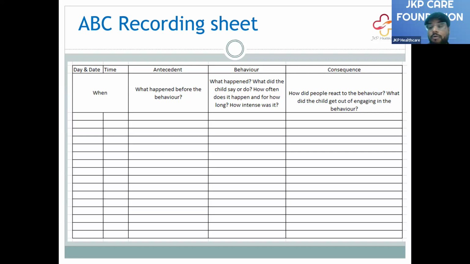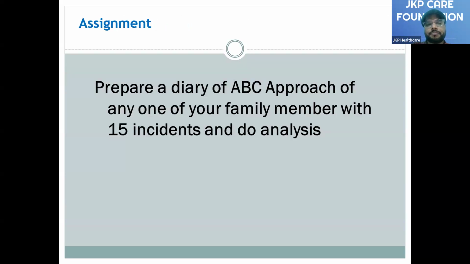So you can relate to how important it is to do this. A small change in the environment bothered the child so much. A minute change, a person with whom we are not even interacting. So the child's environment is very, very important. Same time, this ABC recording. So prepare a diary of the ABC approach for any one of your family members. I've written here, children with autism, and 15 incidents to do analysis. Actually, why have I written family member?